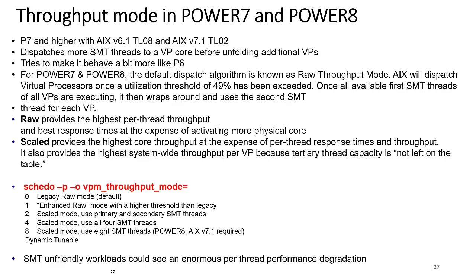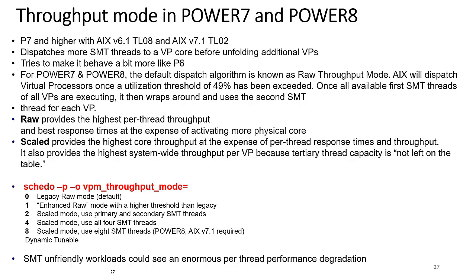We talked a little bit about throughput mode before, when I talked about the fact that with Power 7 and above, we now do a spread and stack, where we dispatch every primary thread on every virtual processor before we wrap around and use the second thread. That mode is going to provide the highest per thread throughput and the best response times, but you're going to have more cores. You can switch to scaled mode, and that's going to give you the highest core throughput, but your thread response times might go down.